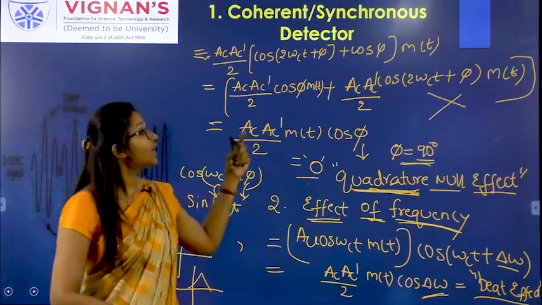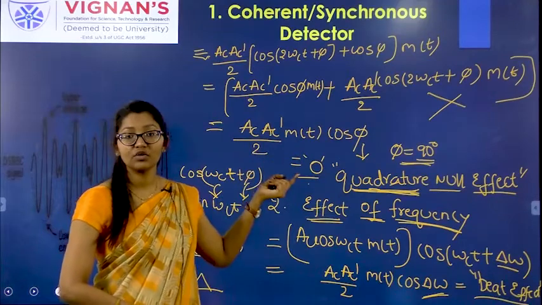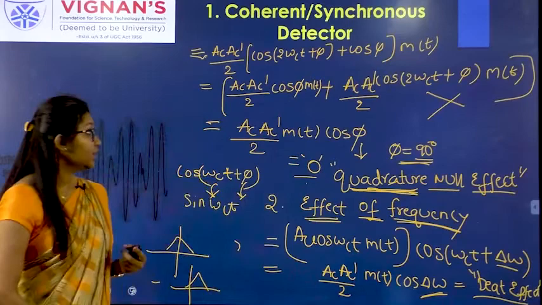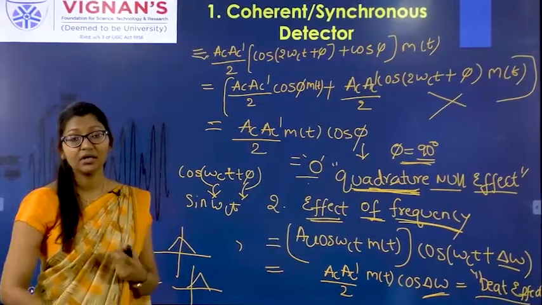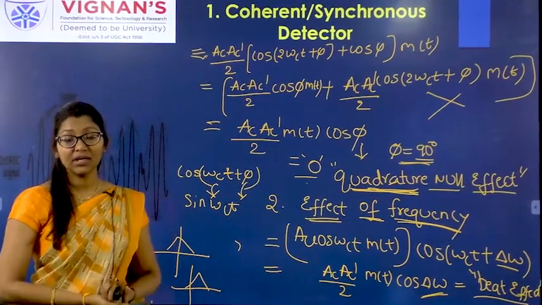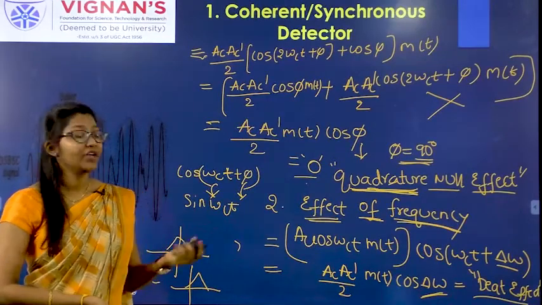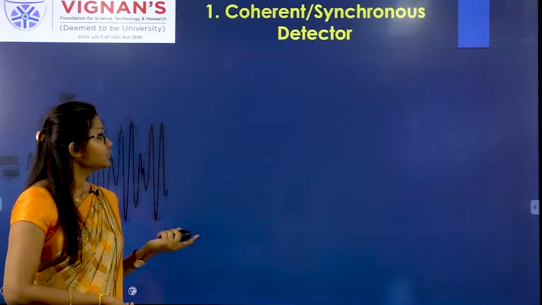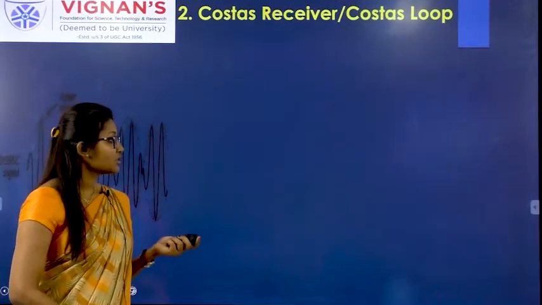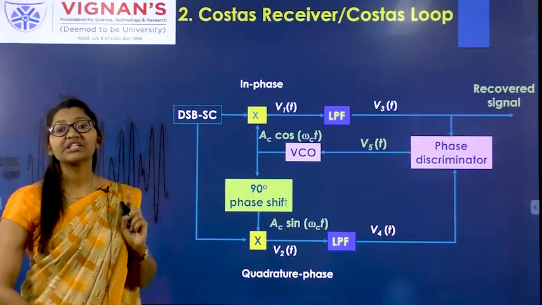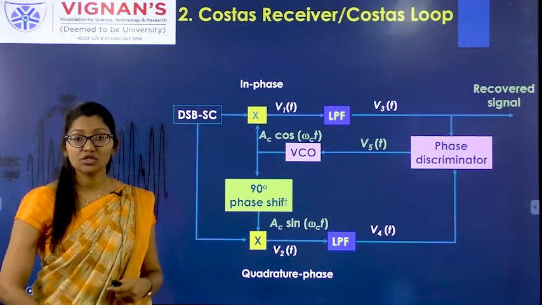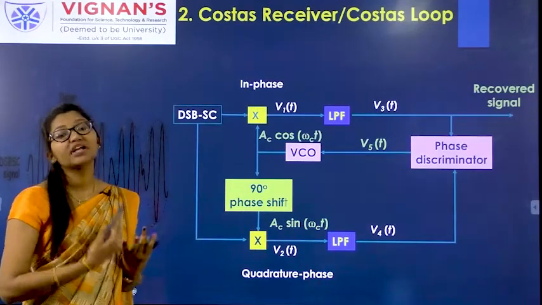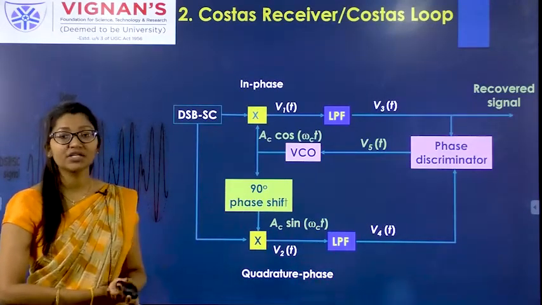Okay. So we have seen two cases. One is the effect of frequency and the second one is the effect of phase. So in this detector, there are errors, right? To avoid these frequency errors and phase errors, we have designed another technique. That is the Costas receiver or Costas loop. The next detection technique is the Costas receiver or Costas loop, which is to avoid the phase error and frequency error which we observed in the synchronous detector, right?